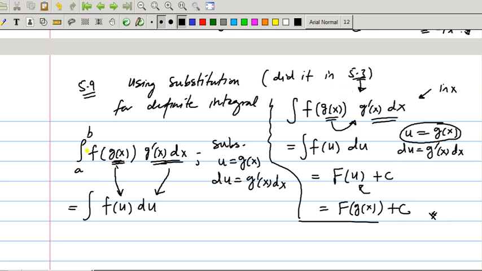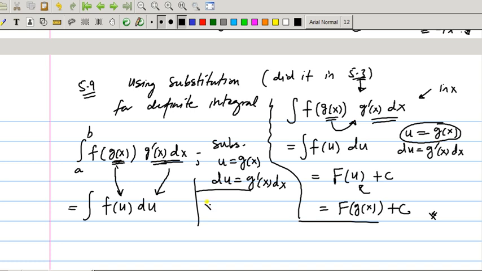But here limits of x are given. x is from a to b. I changed my question from x to u, so it means I should change the limits as well. Now I cannot write it from a to b. This is the issue. The reason is, my u may not be from a to b. It's a different case now.